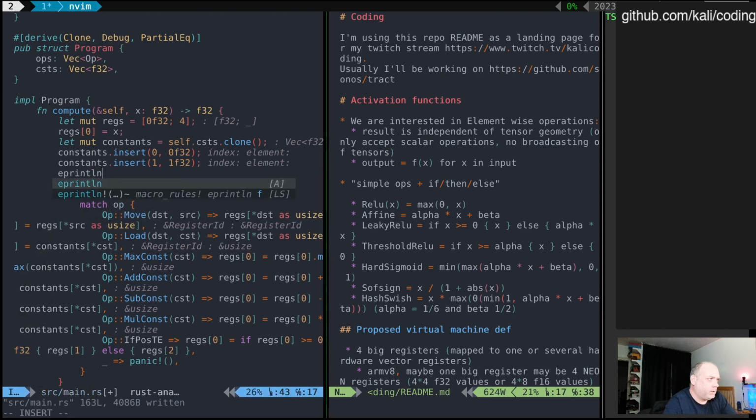Yes, println. I'm going to do that, and we want to see, one is enough. We want to see x, and we will also show the constants in case something doesn't work.